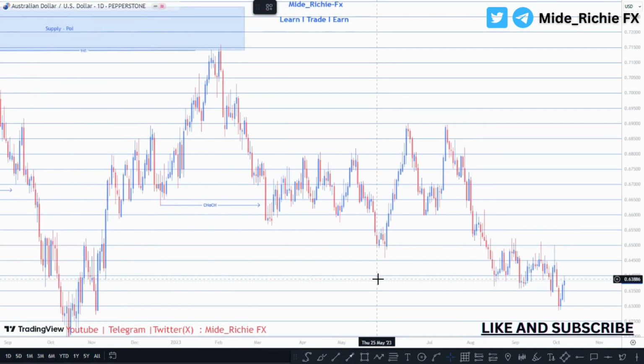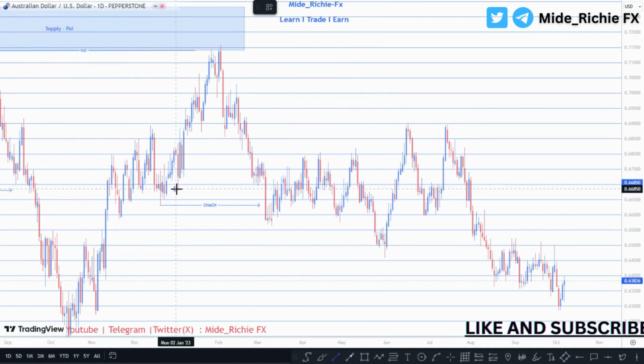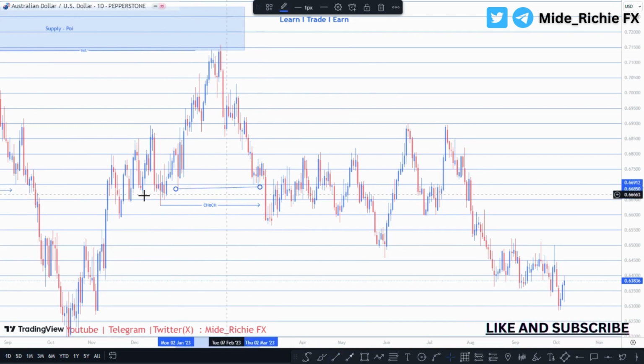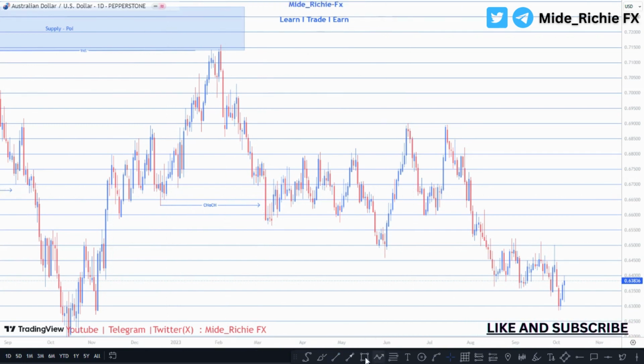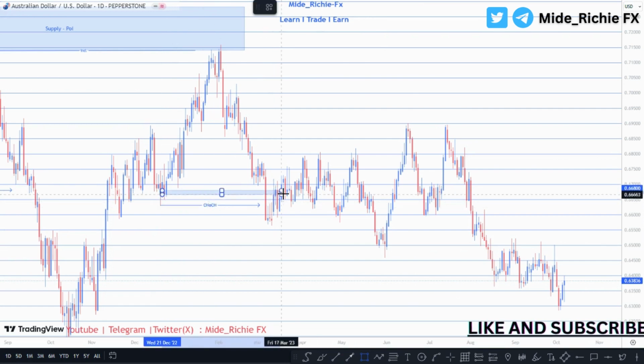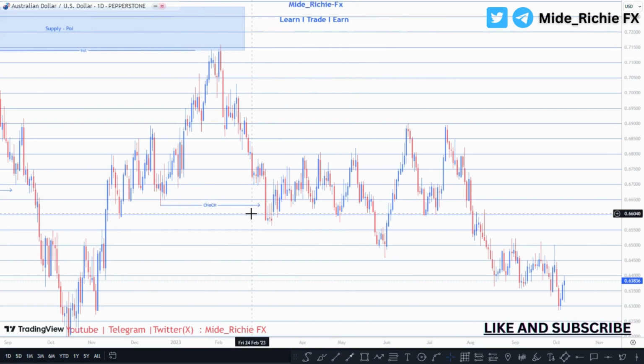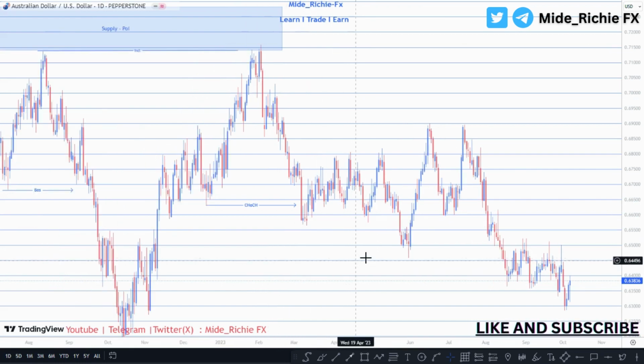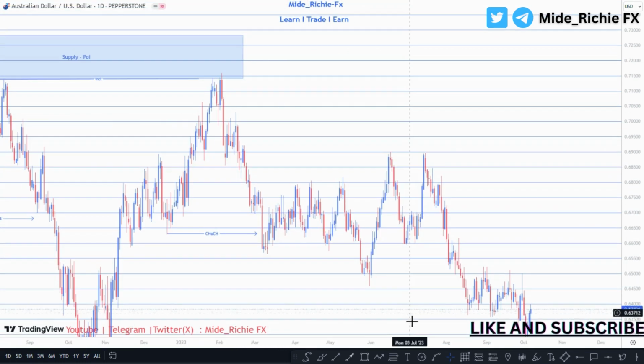What I mean by change of character occurs is basically because this low right here will be the inducement. This low will be our inducement, and we will have a very nice supply zone at this point that the market is supposed to respect. But then the market disrespects the supply zone, then we come down to this low. Market breaks down that low. So that's basically a very nice change of character, indicating more sellers getting into the market.